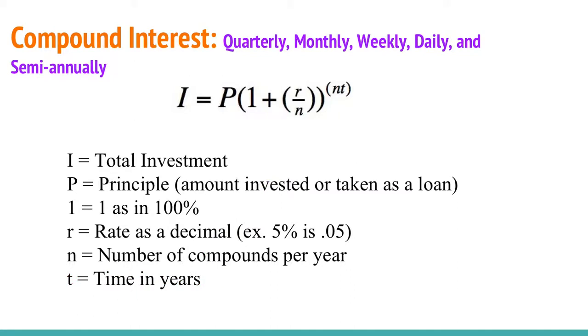So there is a list of your variables and what you need to be able to substitute in, and it becomes a calculator typing activity. Type it in correctly and you'll be off making good money calculations.